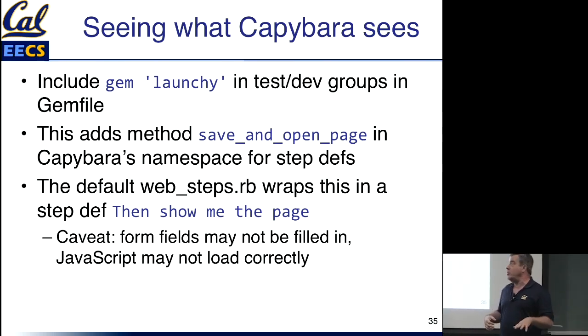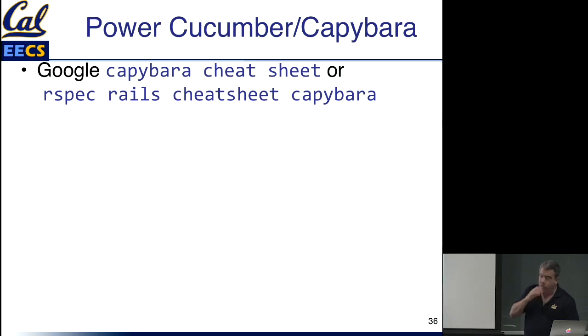So if you happen to be doing Cloud9 IDE-based development, I don't believe they've gotten this to work in Cloud9 yet, for reasons that have to do with how they implement app serving. But I can't survive without "then show me the page." If you Google the obvious terms, cheat sheet with Capybara or RSpec Rails, there's a zillion cheat sheets out there.